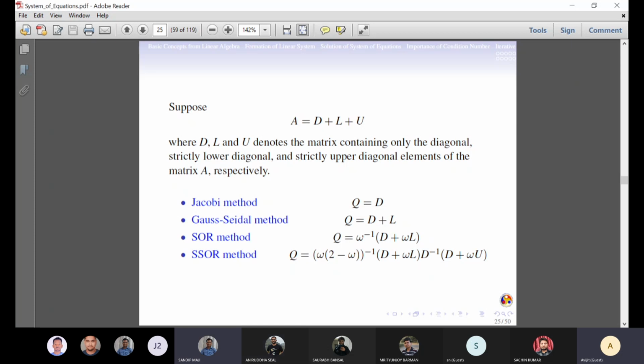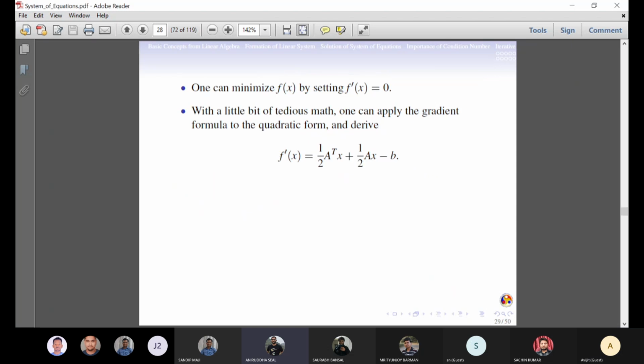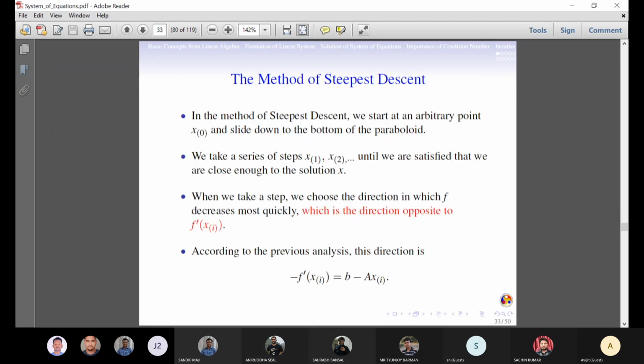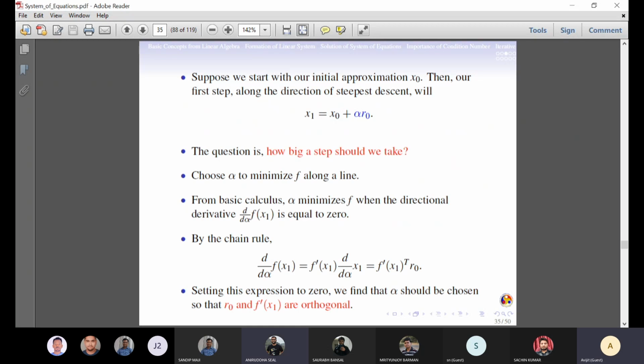In slide number 35, can you go to slide number 35? Yeah. Here you are writing f dash x1, then on the right side f dash x1 transpose. How?